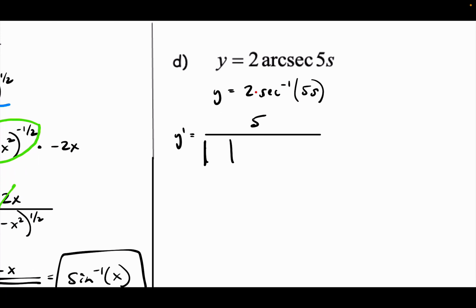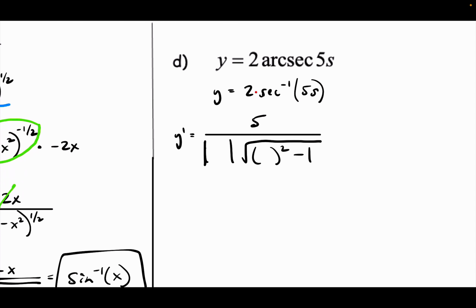And then we had stuff squared minus 1. So what goes in the bars? Not 2. 5s, yeah, 5s.